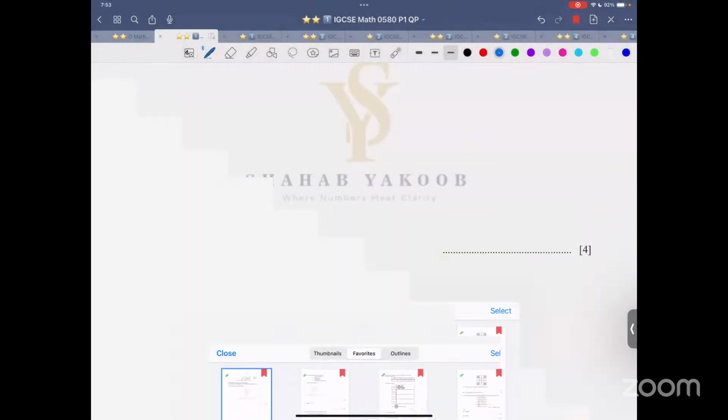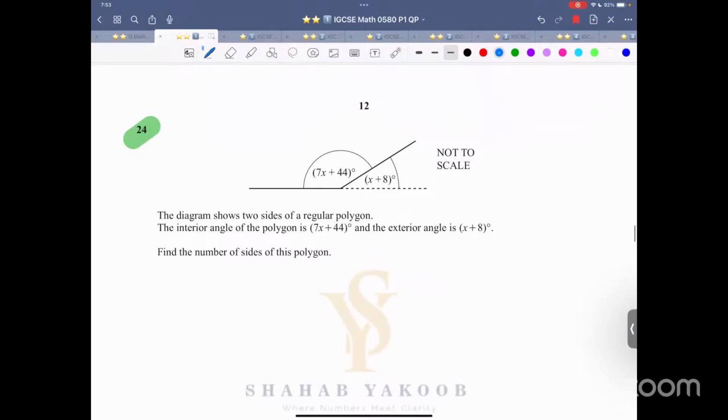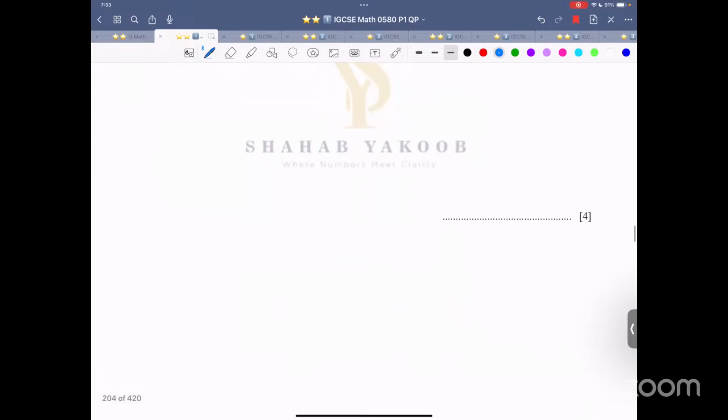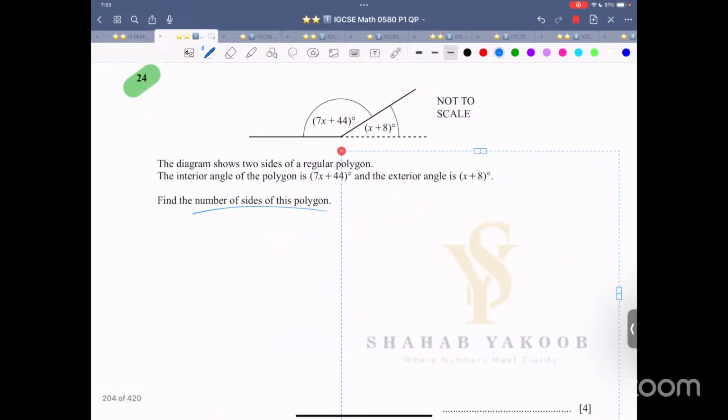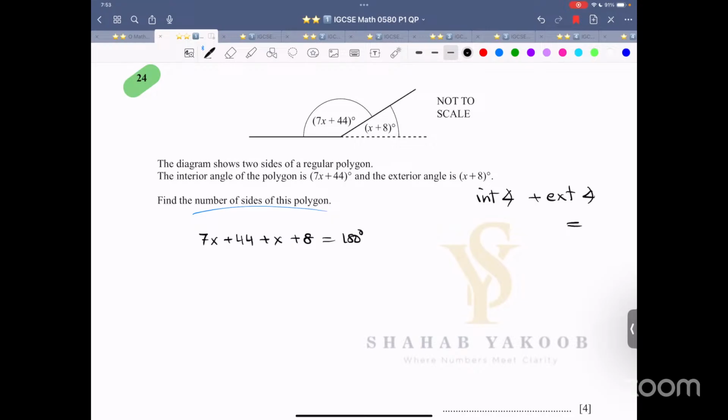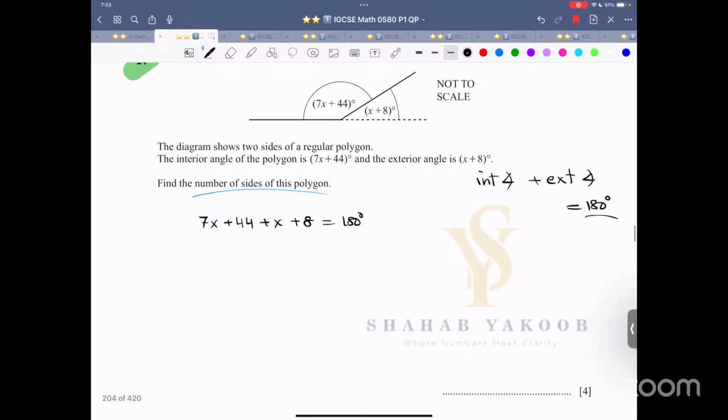Now look at this. The diagram shows two sides of a regular polygon. The interior angle of the polygon is this, and the exterior angle of the same polygon is this. Find the number of sides. How many marks? 4 marks, so do not hurry into this. First thing first, add it all up: 7x plus 44 plus x plus 8 equals 180 degrees, since the interior angle plus the exterior angle of the same polygon should add up to 180 degrees.